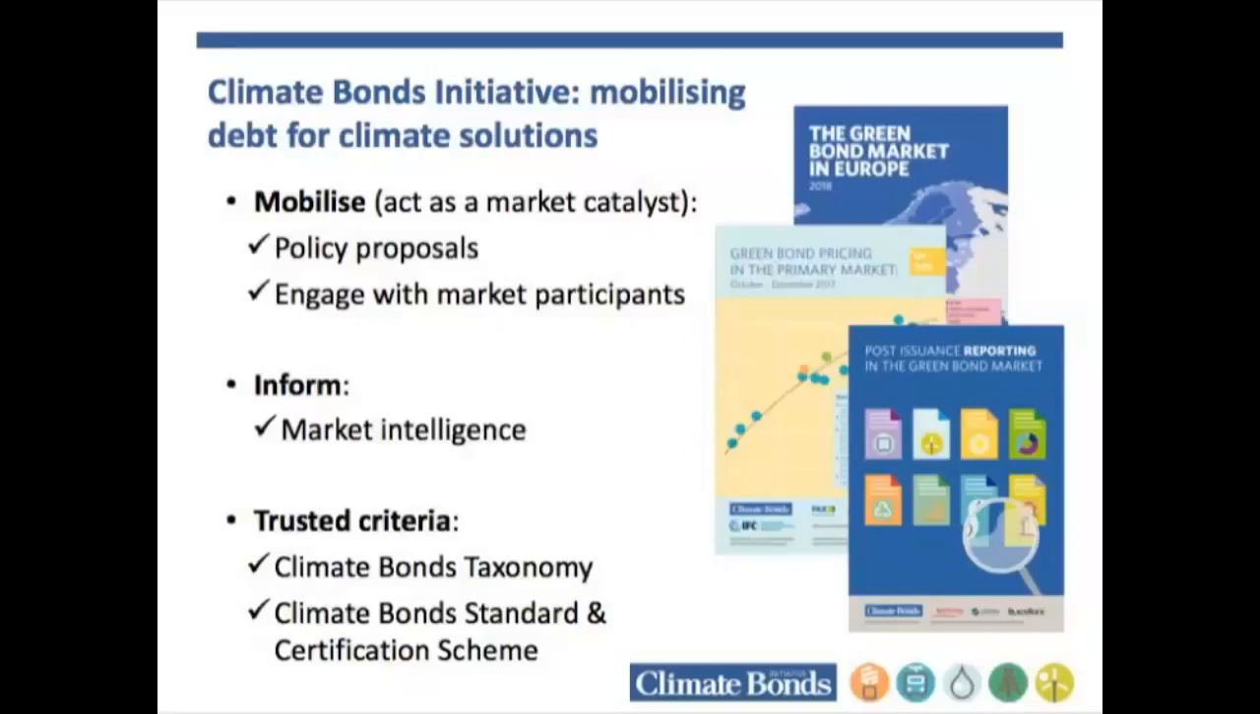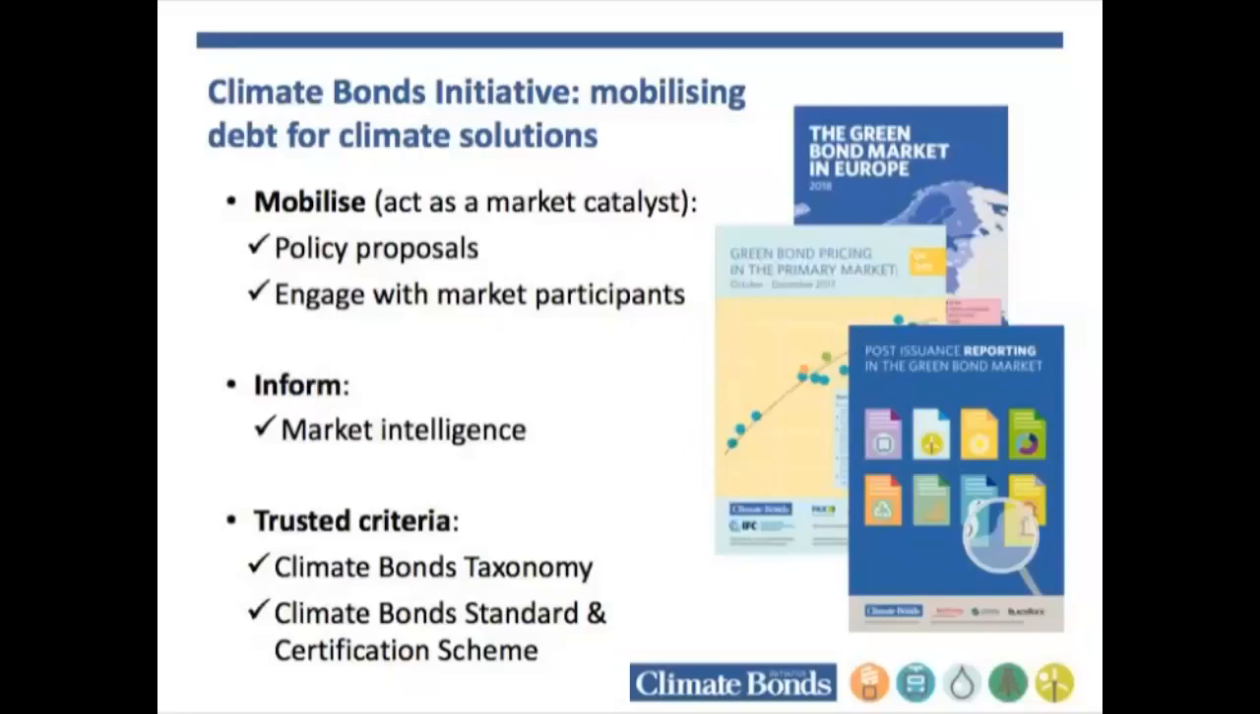The majority of that is publicly available to anyone in the market. A lot is published on our website. We've got a big sort of resources section. You can see on the slide here, there's just 3 examples of the reports that we put out. So we do some analysis on green bond pricing, post-issuance reporting, and the green bond market in Europe, but that is really only scratching the surface of the reports that we put out every year. We size the market, so we put out a state of the market report, which shows the size of the green bond market, but also the much broader climate-aligned market, which might not necessarily be green labelled.